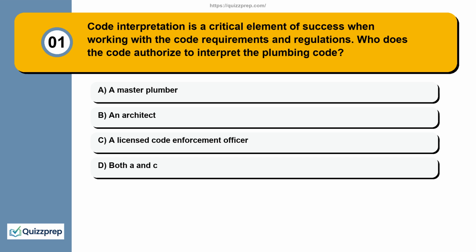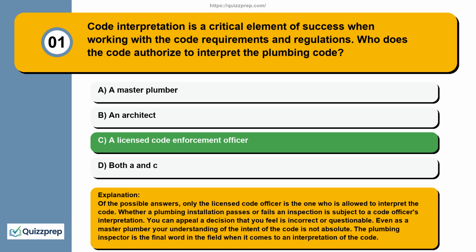Question 1. Code interpretation is a critical element of success when working with the code requirements and regulations. Who does the code authorize to interpret the plumbing code? A master plumber, an architect, a licensed code enforcement officer, both A and C?